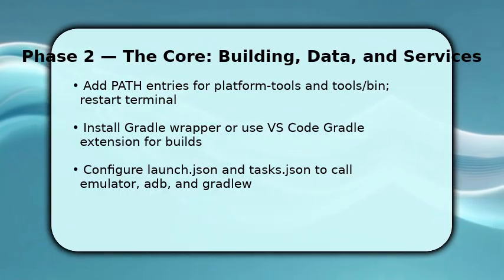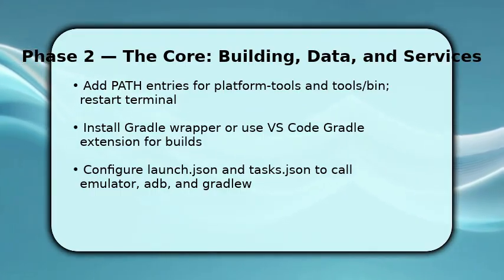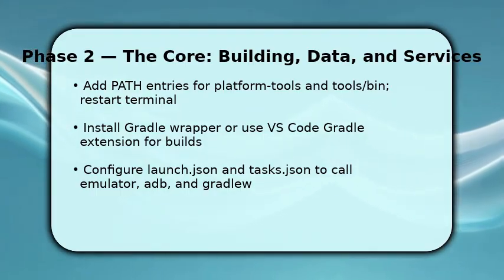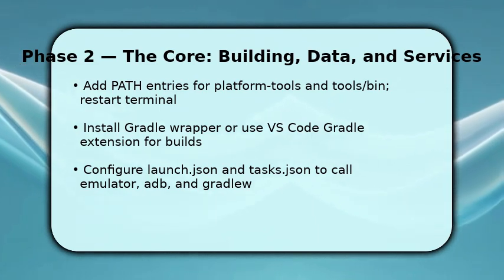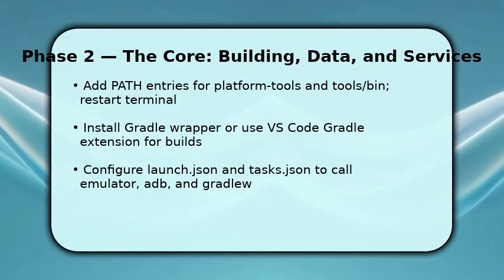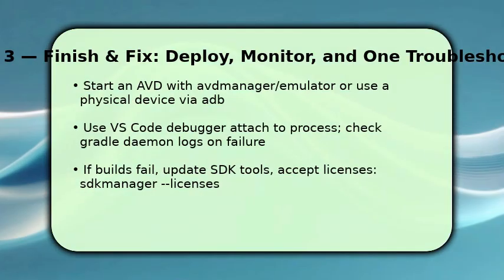Set up launch.json to call the emulator or attach to a device via adb. This lets you debug from VS Code. Once done, test by building a simple debug APK and listing devices with adb devices. Finally, run and debug from VS Code.